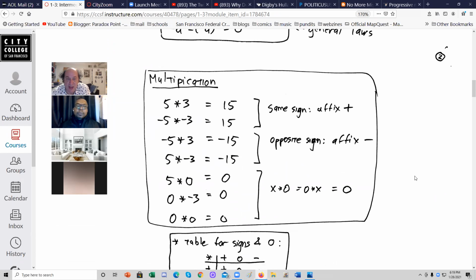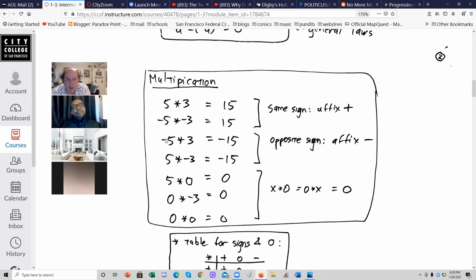Now we go for multiplication. Signed 5 and 3 along with 0. Let's multiply them. 5 times 3 is 15. That's easy enough. Negative 5 times negative 3. These have the same sign. So in both cases, we affix a positive. Negative 5 times negative 3 is, again, positive 15.